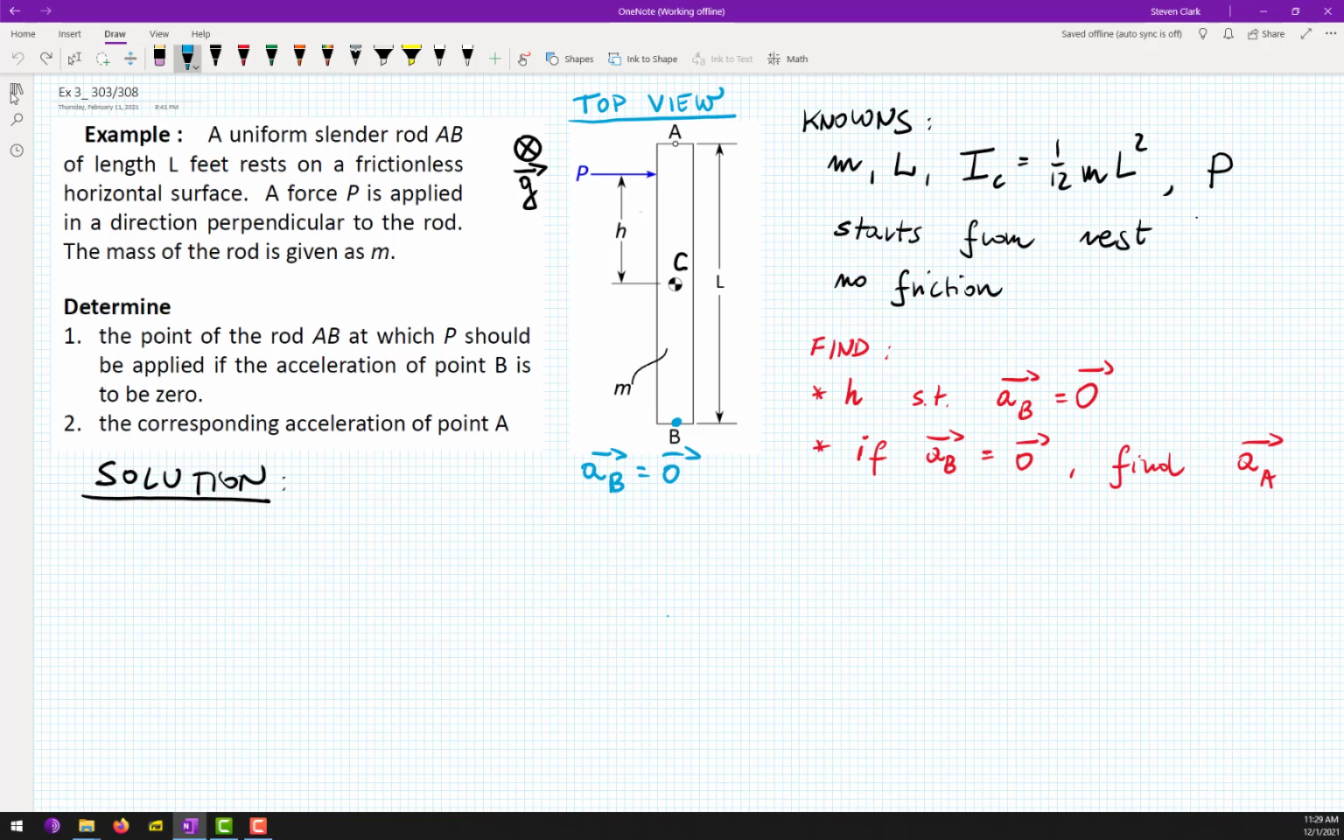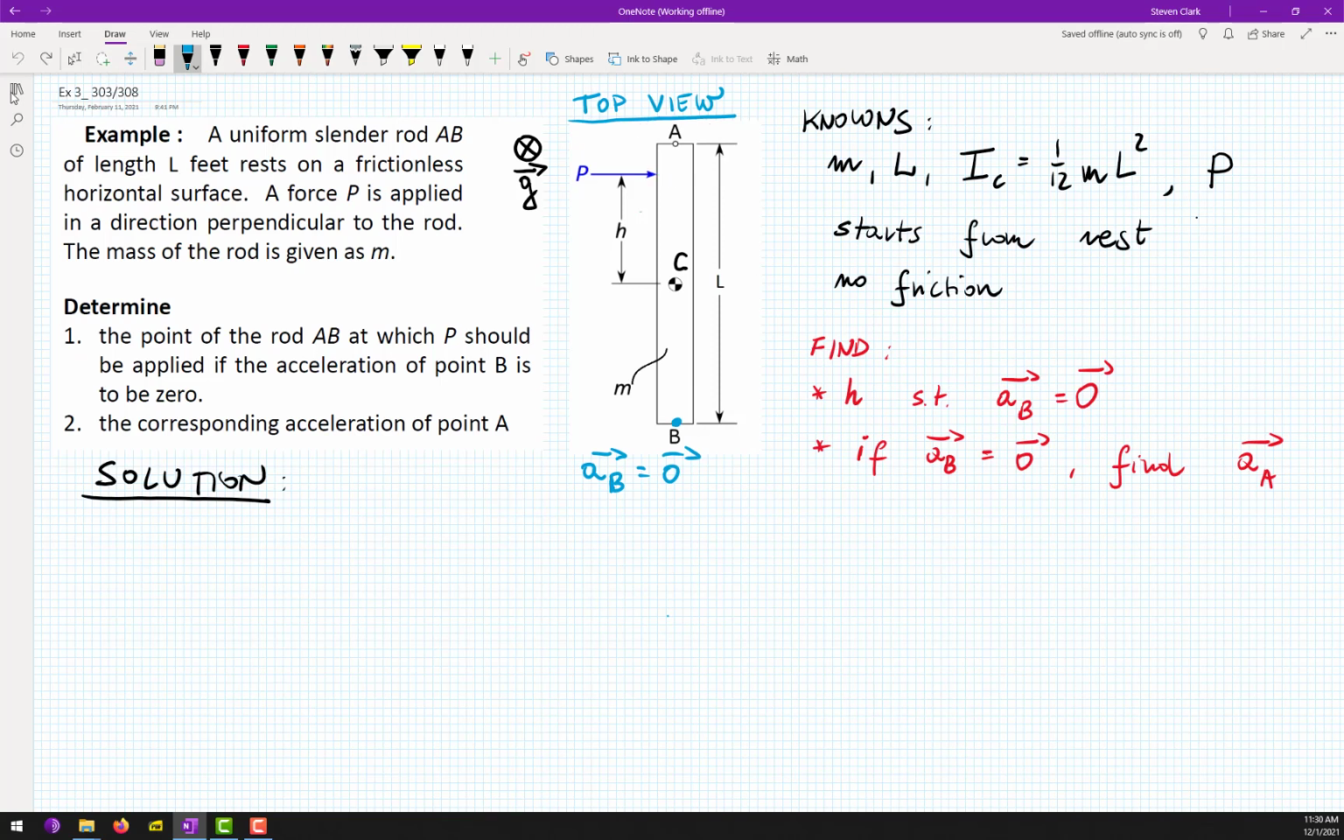By the way, every time you see that the system starts from rest, you can set every single velocity to 0, which is good. You will see why it simplifies the problem in a second. And by the way, there is no friction between the table and our beam. They ask us, again, for the point of application. So they ask us again, where to apply that force P such that this acceleration is 0. And then once we solve part 1, they ask us to find the acceleration of this point A.